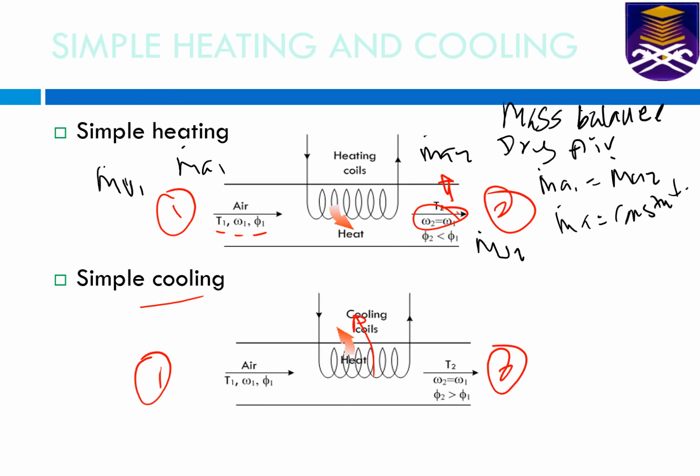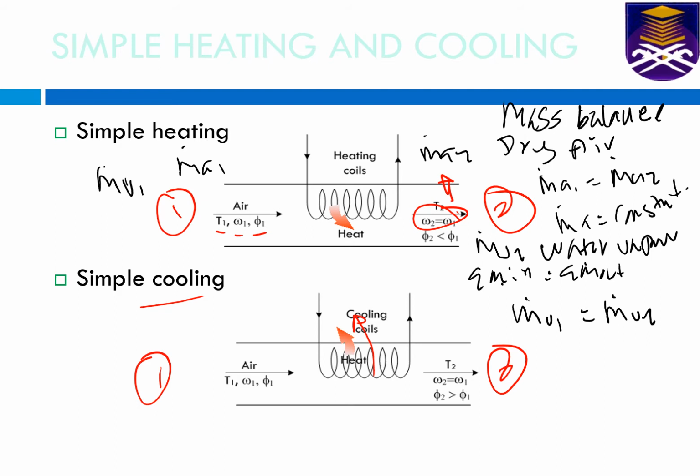Then if we take the water vapor, the summation of mass in is equal to the summation of mass out, which is m dot v1 equal to m dot v2.